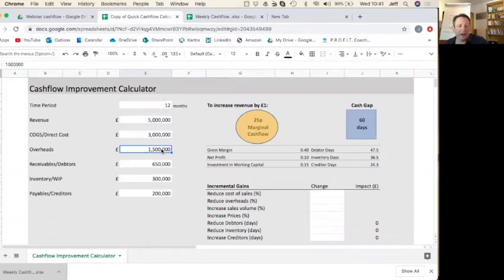Your overheads are your office costs and your things. They're the ones that pretty much stay the same through the months. Your receivables or your debtors, that's what people owe you.